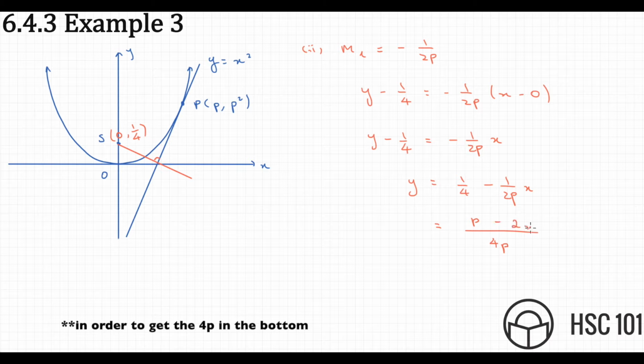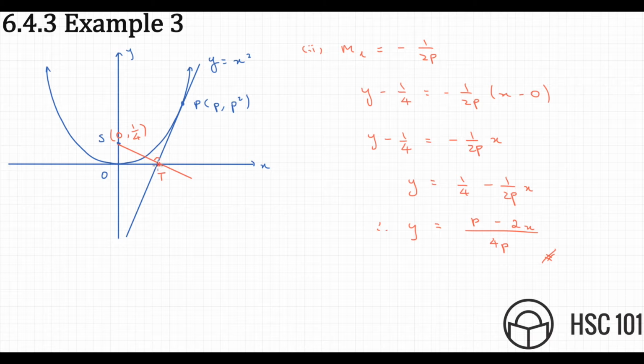So I gain the minus 2 times x up at the top from the second fraction, and that's how we're going to get the equation of this line as y equals (p minus 2x) over 4p. Now, as soon as we have this, part 3 wants us to hence or otherwise find the locus of the foot of the perpendicular from the focus to the tangent.